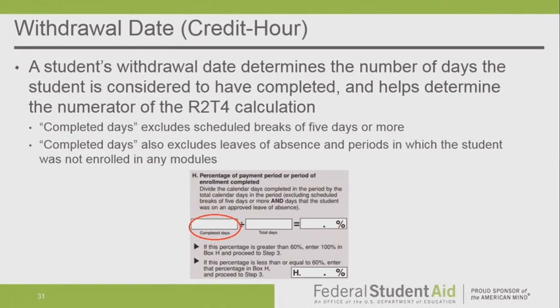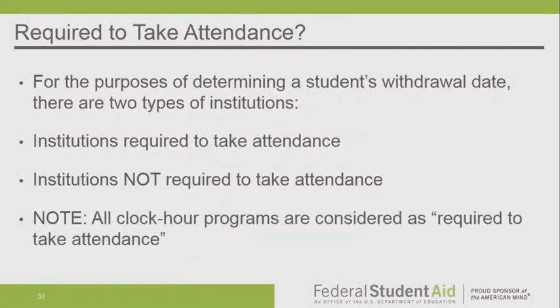Dave just talked about the withdrawal date and what it was used for in the RT4 calculation. And so what we want to talk about now is called required to take attendance. Now, clock hour schools are required to keep attendance records, very meticulous attendance records. So when we talk about determining the withdrawal date, clock hour schools have it pretty easy because you can always just look at the record and know the last day the student attended.